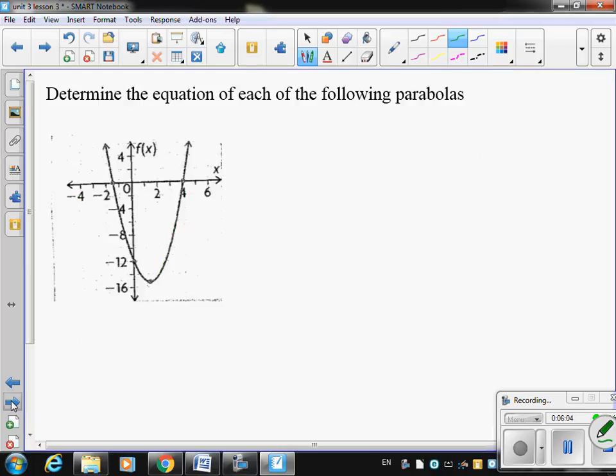Determine the equation of each of the following parabolas. All right, this one has two. Now I'm going to trust my eyes on a graph, which is not always a good idea, but I see some points that could be helpful.